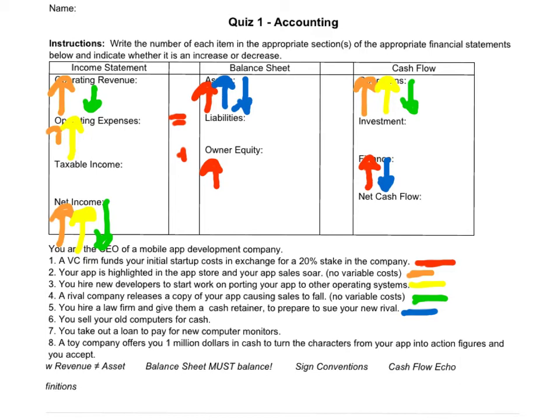Next one down the line is going to be selling your old computers for cash. This one's going to look really familiar too. Watch this. You see an increase in cash. You see a decrease in your computers, so it balances all out on the balance sheet right there in the asset section. And you have an increase in cash from investments. Remember, the cash flow statement is checking the cash. So you should hear it in your head as increase in cash from investments, not increase in investments.